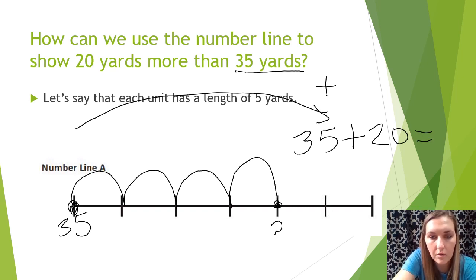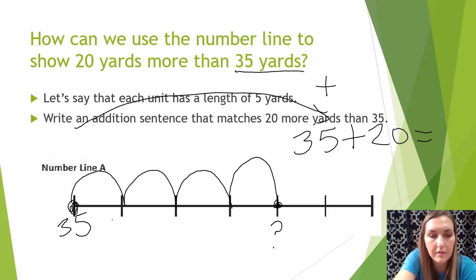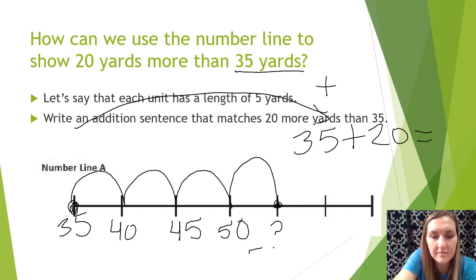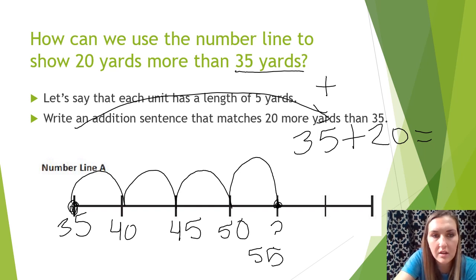To figure out what this endpoint equals, we have to now skip count by fives from 35 until we stop there. See if you can count with me. 35, 40, 45, 50. What's that endpoint going to be? 55. 20 yards more than 35 is 55 yards.